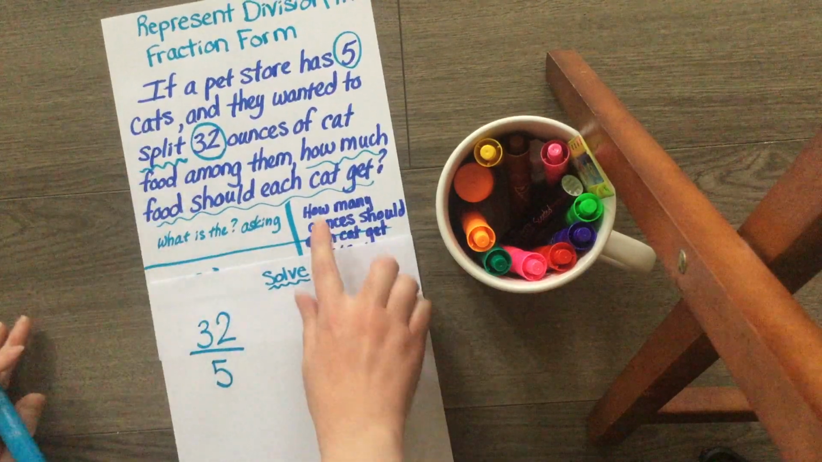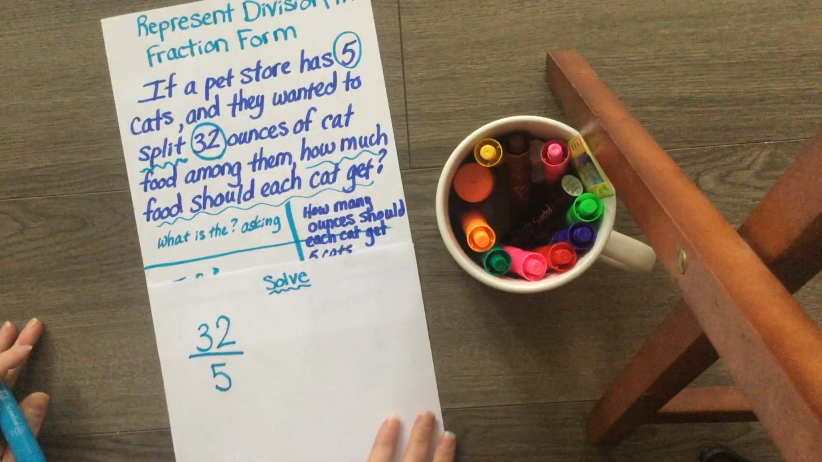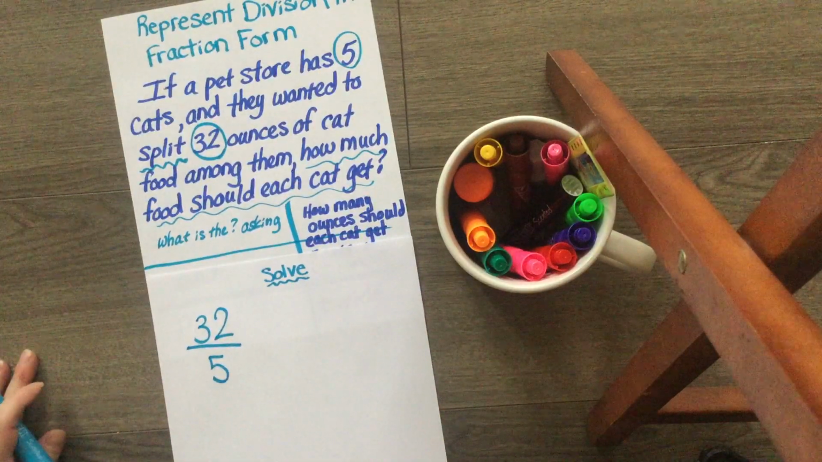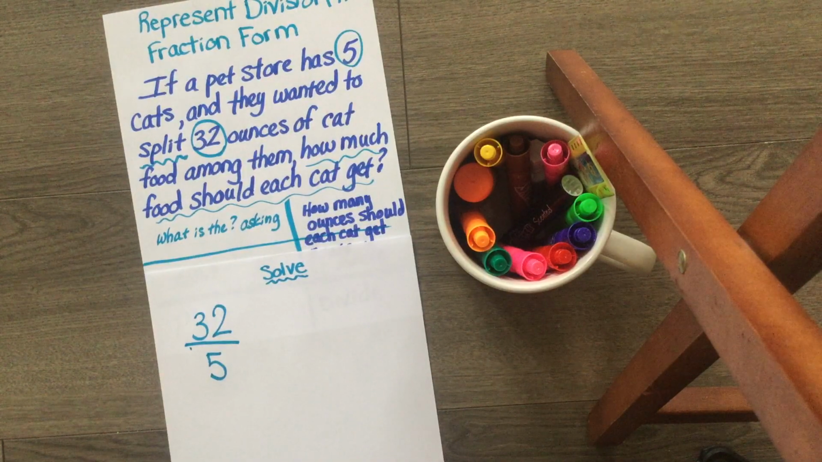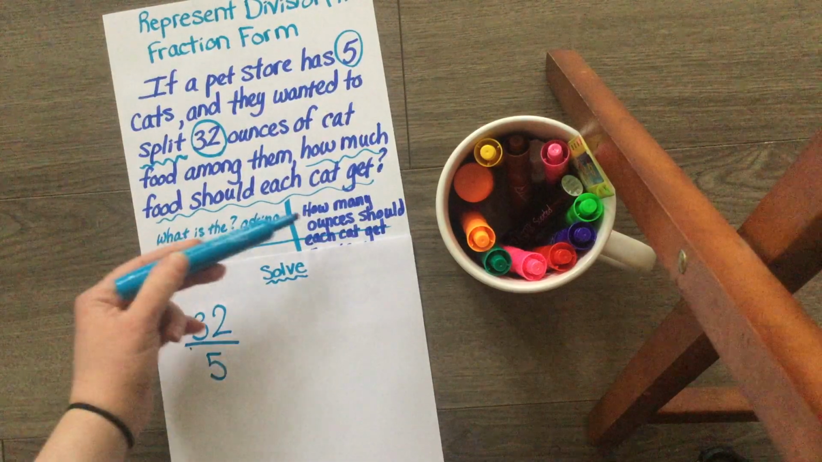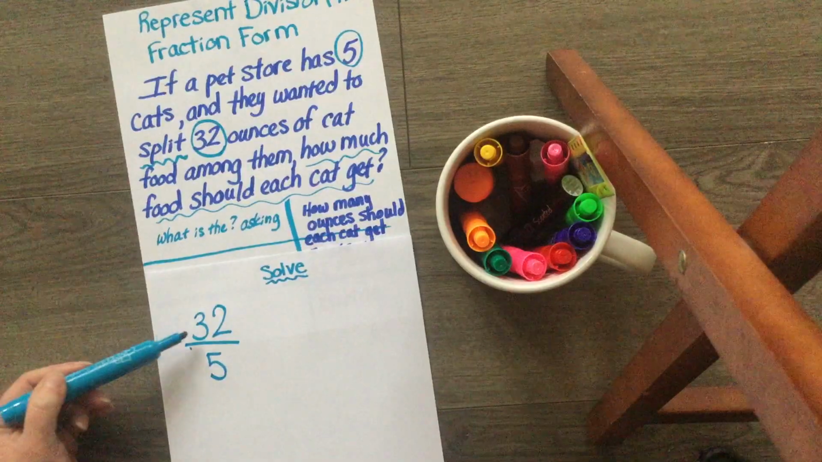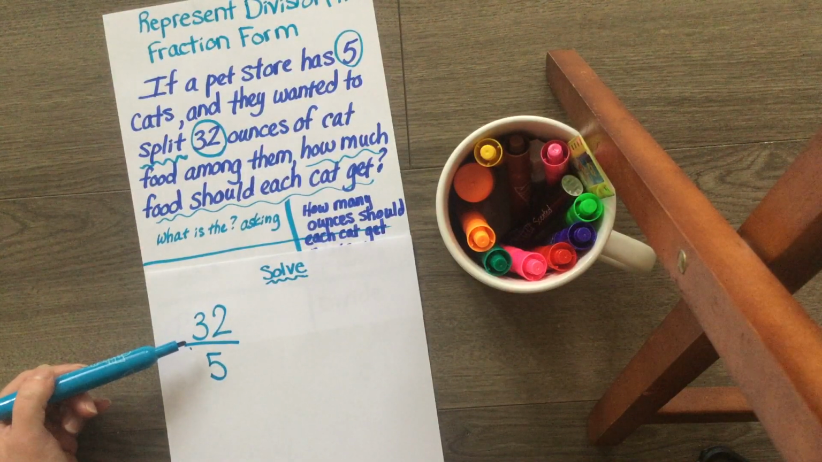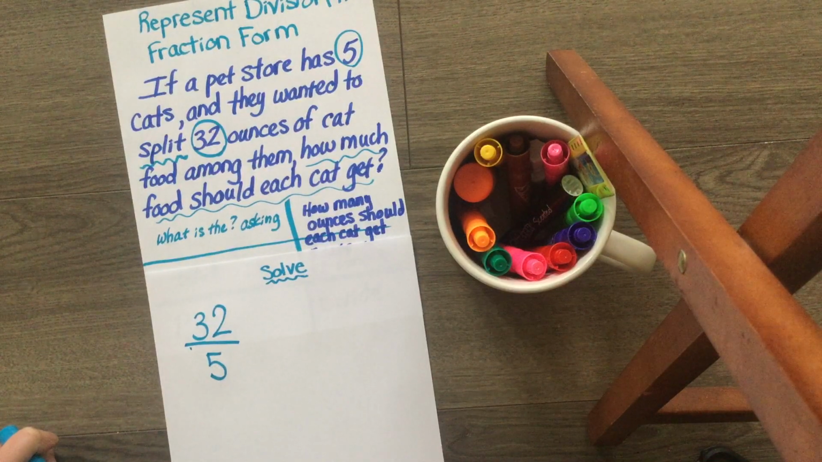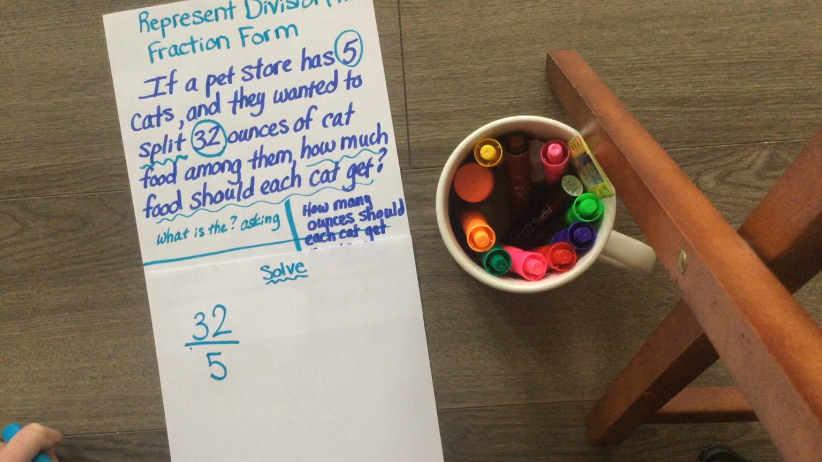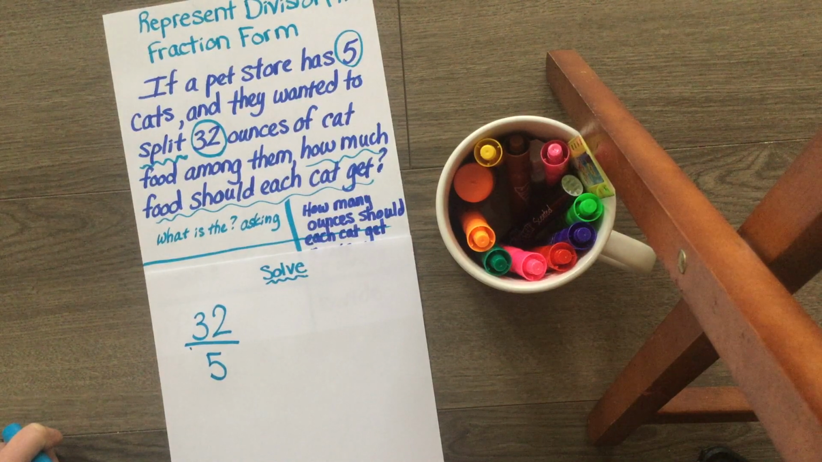My question is, how many ounces should each cat get? This is the answer to our question, but it sounds a little funny when we say it. Listen, how many ounces should each cat get? Each cat should get 32/5 ounces of cat food. Does that sound right to you? 32/5 ounces is a little difficult for me to picture when it comes to cans of cat food.